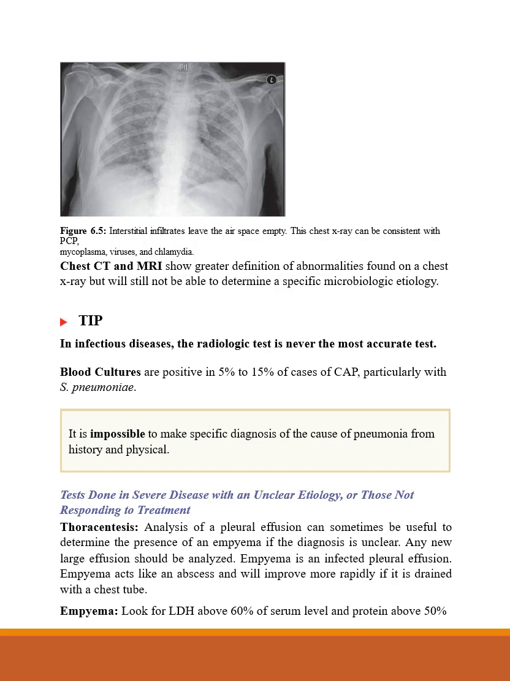Then we have blood cultures, which are positive in 5 to 15% of the cases of CAP, particularly in Strep pneumoniae. There is another clinical tip here which states that it is impossible to make a specific diagnosis of the cause of pneumonia from the history and the physical. The test can be done in severe disease with unclear etiology or those which are not responding to treatment.